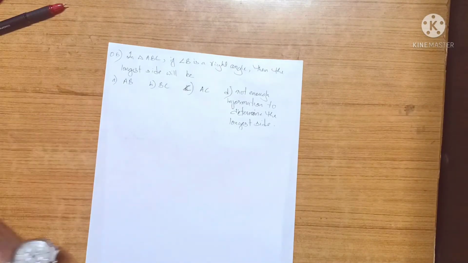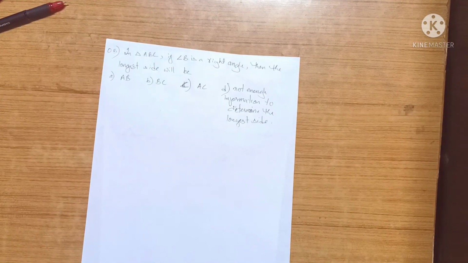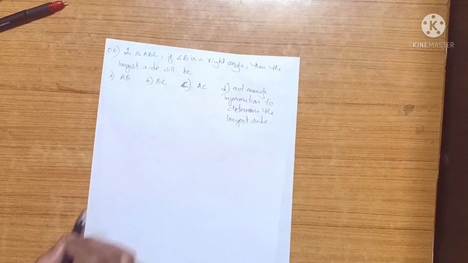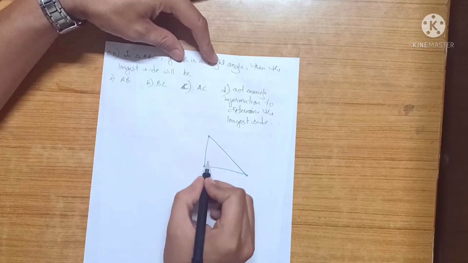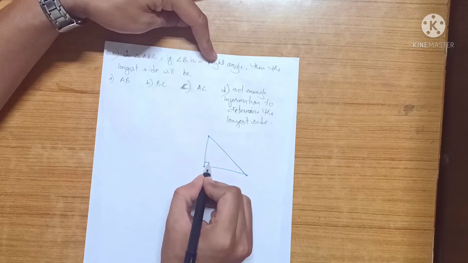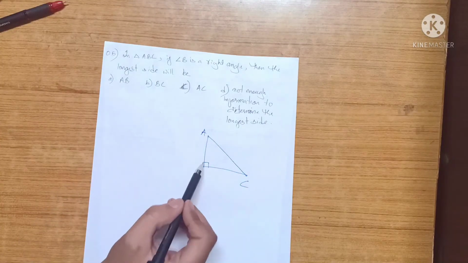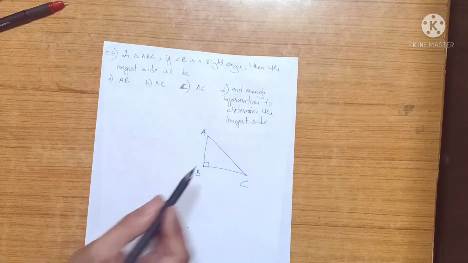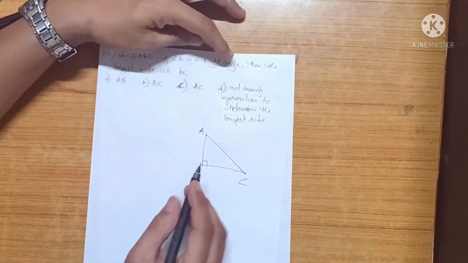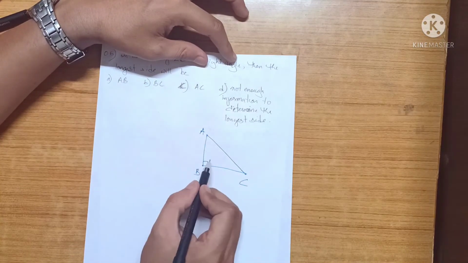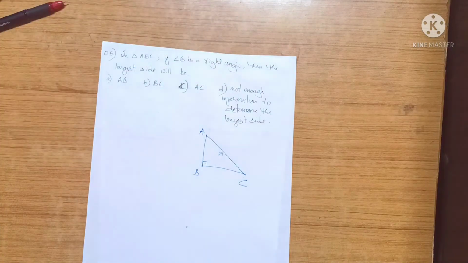So question number 5. In triangle ABC, if angle B is a right angle, let's draw a right angle triangle. If B is a right angle, then the longer side will be AC. You already know that. Let me explain the second reason why AC, the side opposite to 90 degrees, is the longer side.